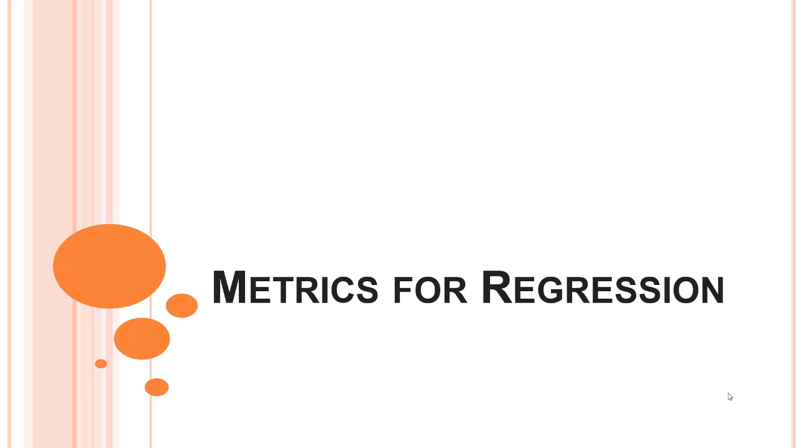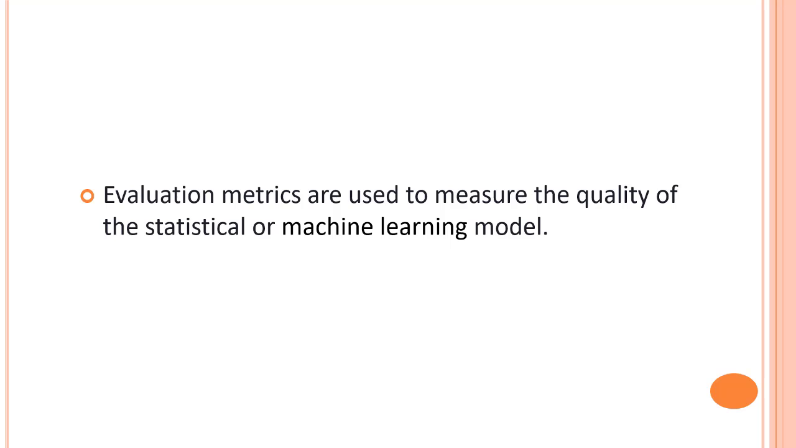Welcome. In this video, we are going to learn about the different metrics that we have for regression. Evaluation metrics are very important to evaluate how good your model is. Evaluation metrics are used to measure the quality of your statistical or machine learning model. It tells us how good a model you have created. There are various evaluation metrics for different kinds of problems.